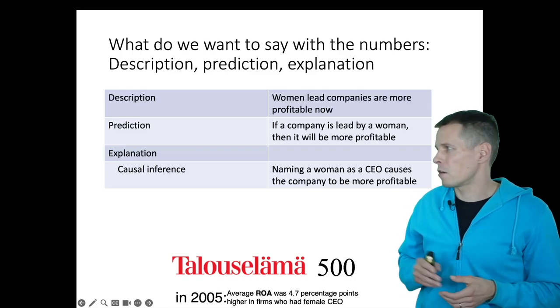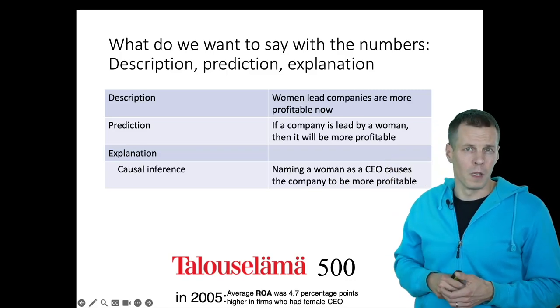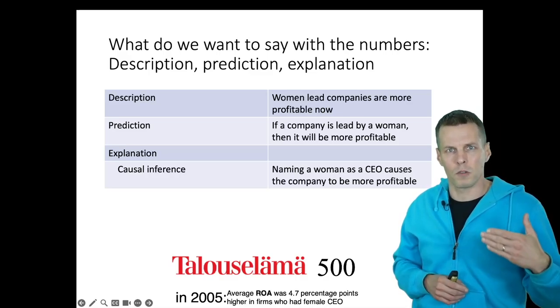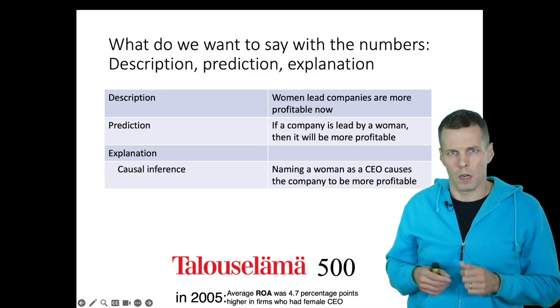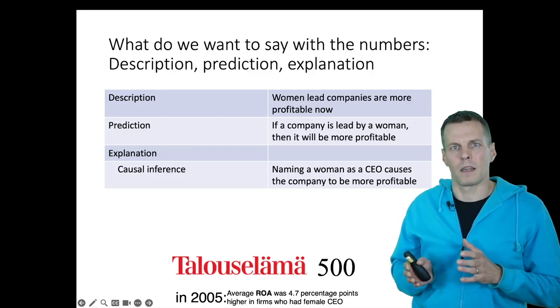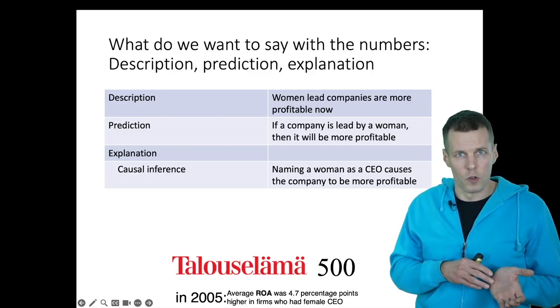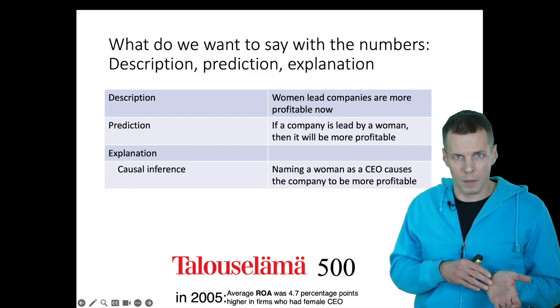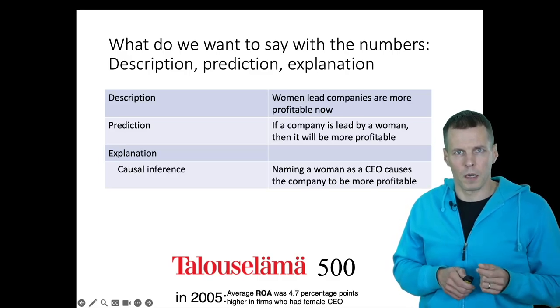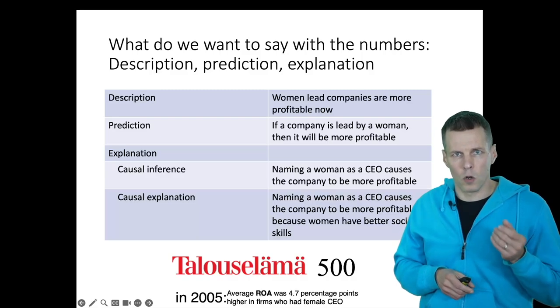The same thing applies here. We might have another variable, like for example industry differences, that explain why certain women are hired in certain companies and why those companies are more profitable. It helps us to predict future profitability, but it doesn't allow us to say that we should name women as CEOs to increase profitability. The fourth level of a claim, which is very typical in quantitative study, is causal explanation.